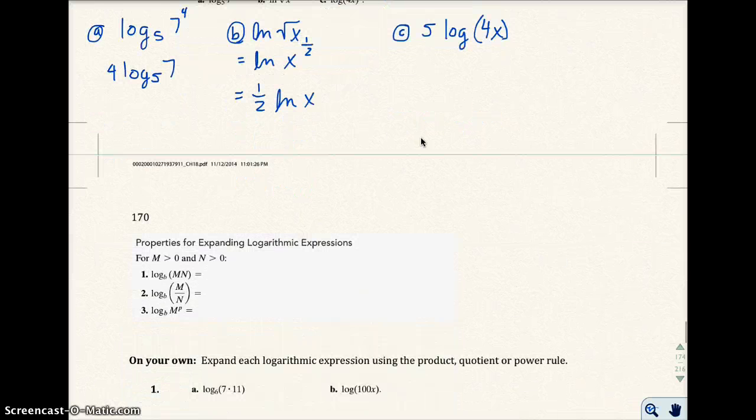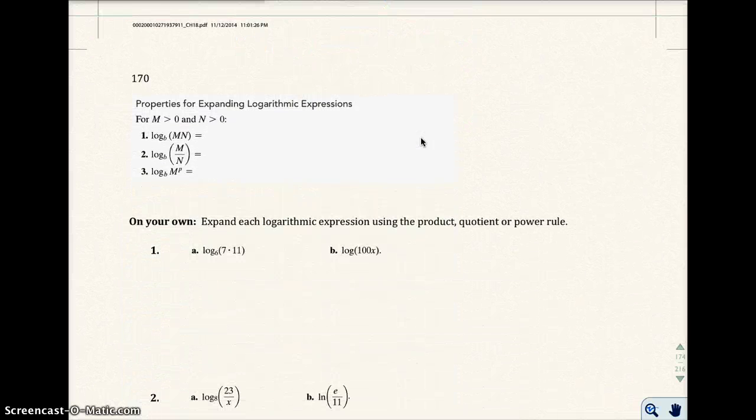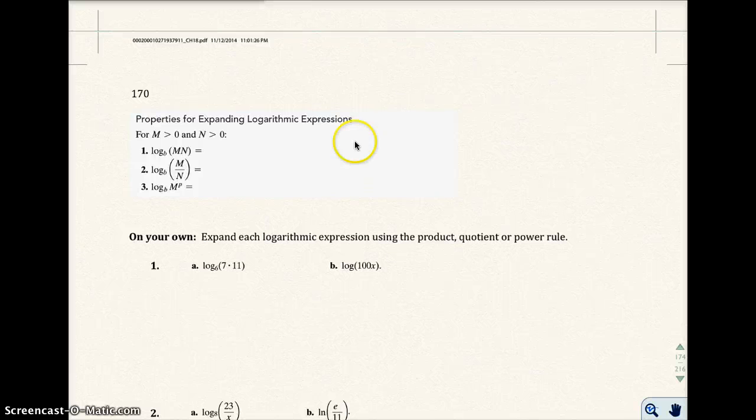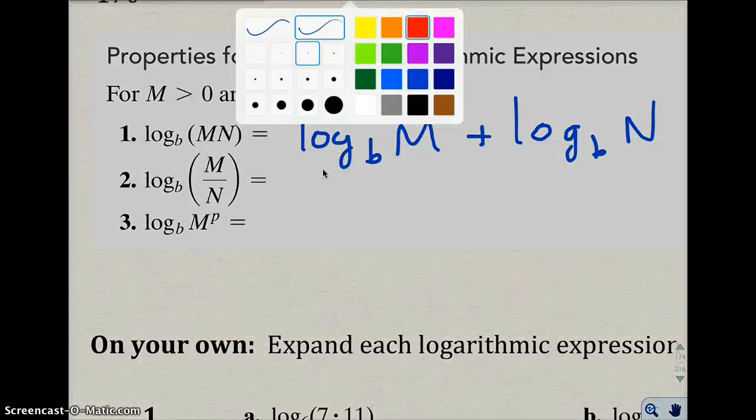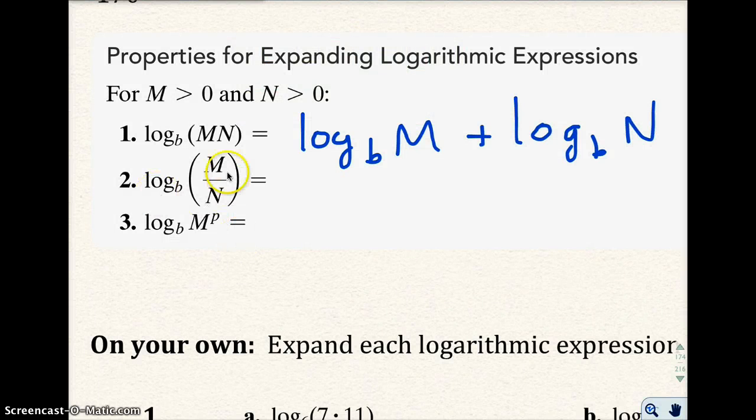Okay, so on your own, and here's the summary. Let's go ahead and do the summary real quick. If I have the log base b of a product, that's the same thing as the log base b of m plus the log base b of n, a sum. And then for number 2, if I have the logarithm of a quotient, that's going to be the log base b of m minus the log base b of n.